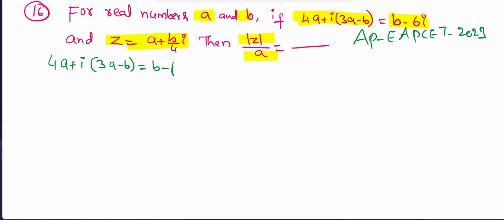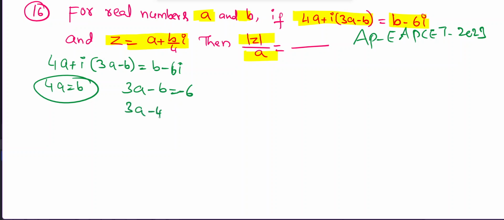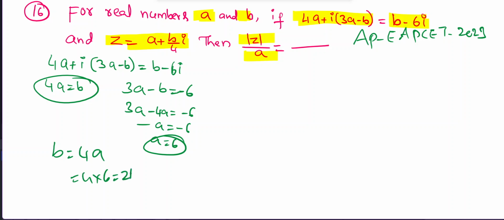So equating real parts, that is 4a is equal to b, and equating imaginary parts, 3a minus b is equal to minus 6. So substituting the b value in this, 3a minus 4a is equal to minus 6. From this, minus a is equal to minus 6, a is equal to 6. This is the a value. Substituting in this, b is equal to 4a. So 4 into 6, that is equal to 24. So the b value is 24.